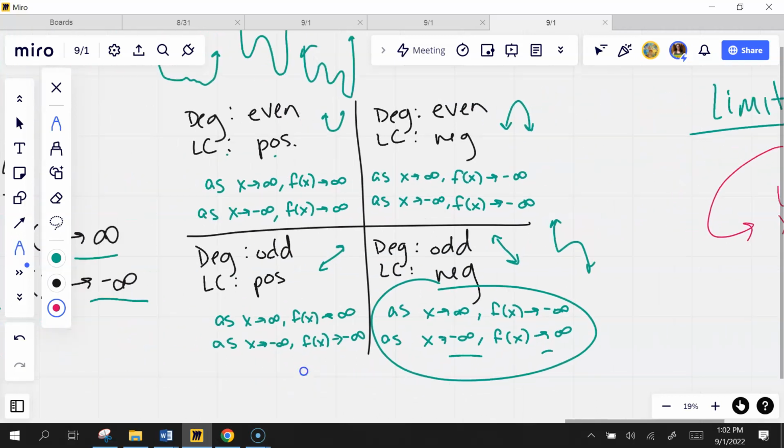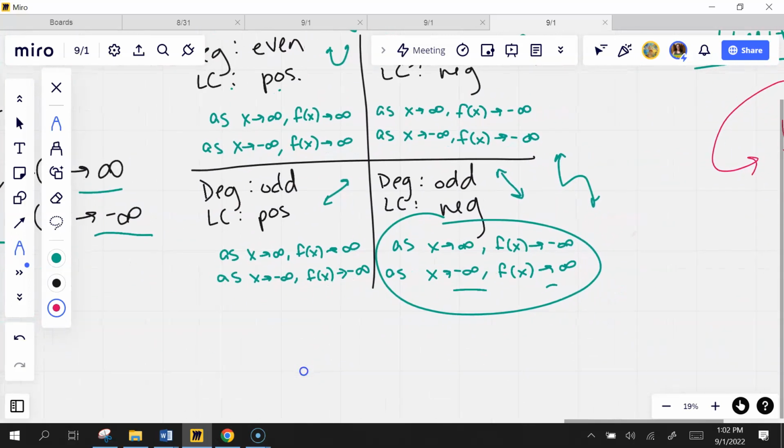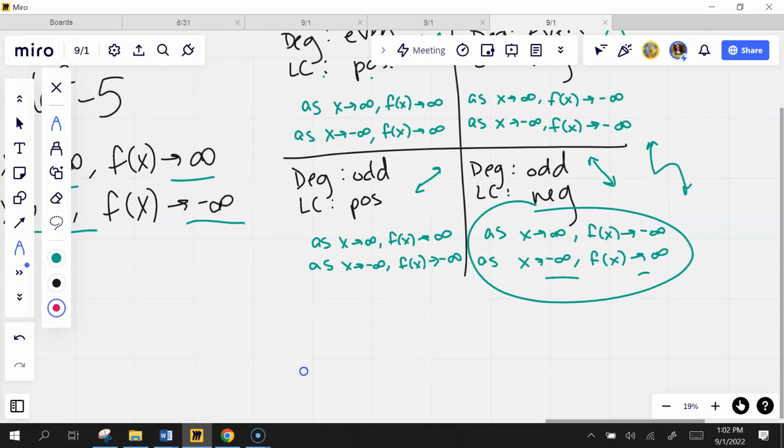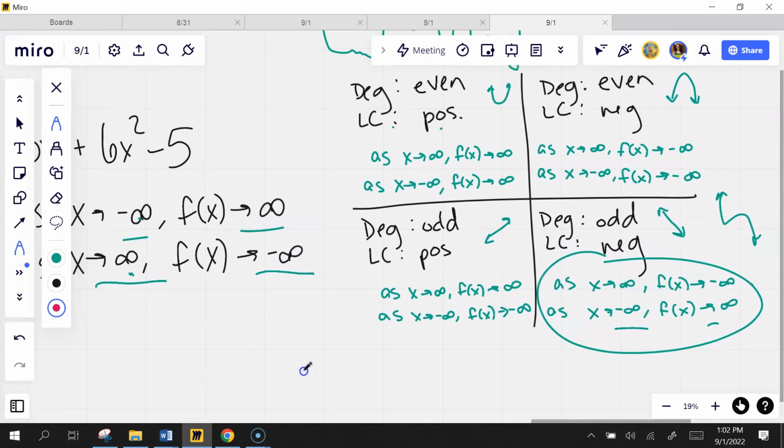So let me show you. I'm going to come here beside this chart, and I'm going to write these end behaviors in limit notation so that you see. So this first one is the limit as x approaches infinity of f of x equals infinity. And the limit as x approaches negative infinity of f of x.